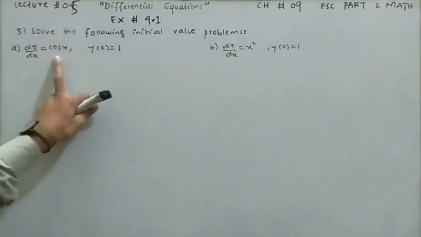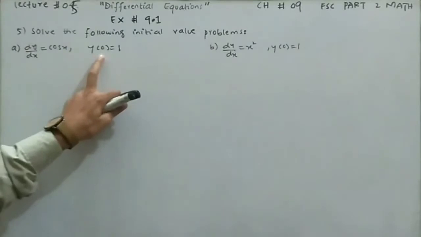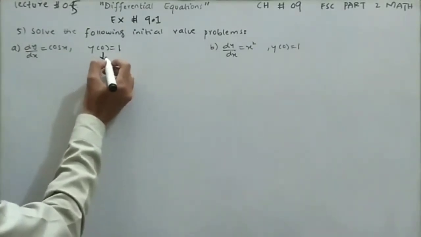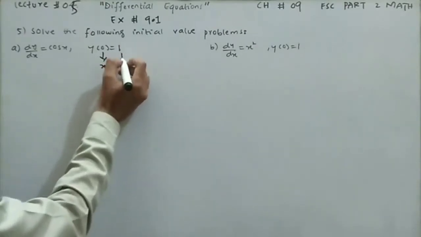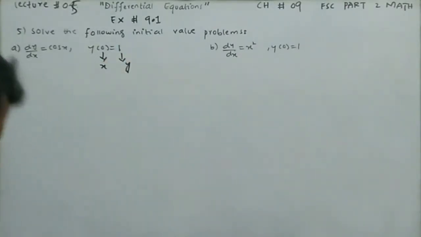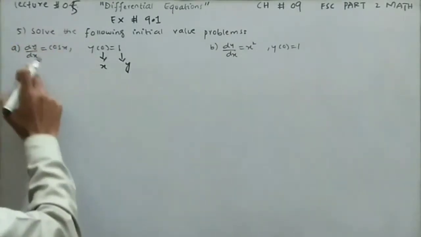dy by dx is equal to cos of x, while the condition is y of 0 is equal to 1. So this is actually the initial condition. In this initial condition, this is the input value x and this is the required output value, which is the range and which is actually our y. So first we are going to find the solution to this differential equation.